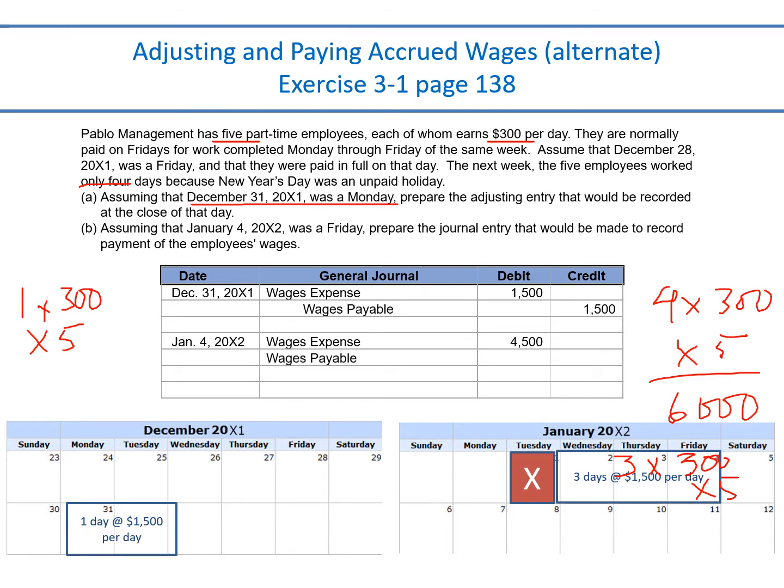We're going to reduce our payable because we're getting ready to pay it, right? So we had a credit balance in our payable of $1,500. Now we're going to debit to take it to zero because we're paying it. And our cash out the door is $6,000. Okay? So hopefully you did well on that problem. Let's move on to the next.